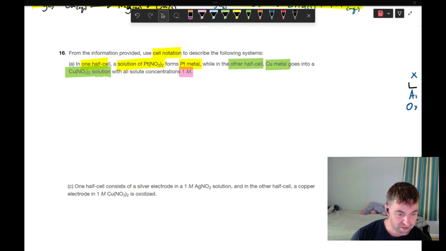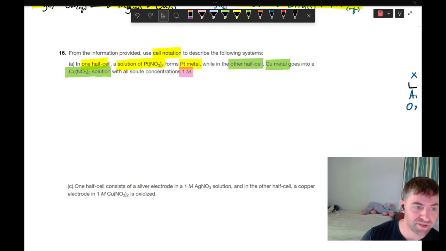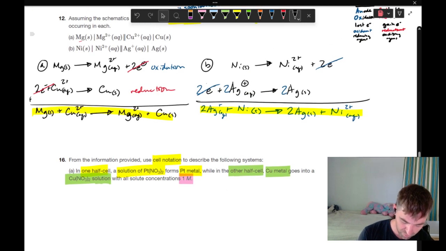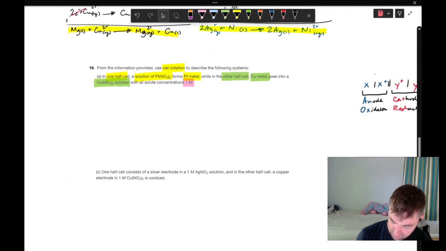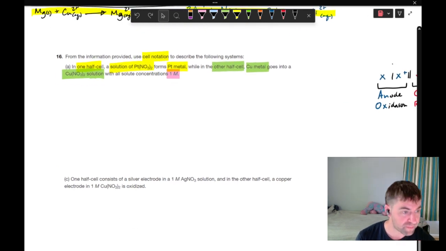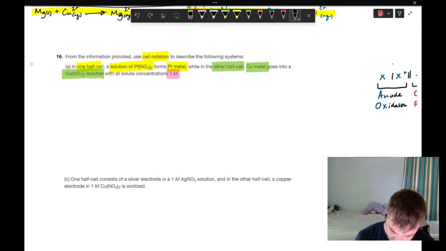From the information provided, use cell notation to describe the following systems. So we're basically writing what was given to us up here. And again, I have this off to the side just for our reference, but we might not need it. So we have a half cell solution of platinum nitrate forms platinum metal, while in the other half cell, copper metal goes into copper nitrate solution with all solute concentrations of 1 molar. And we do need to make a note of those concentrations in our notation here.